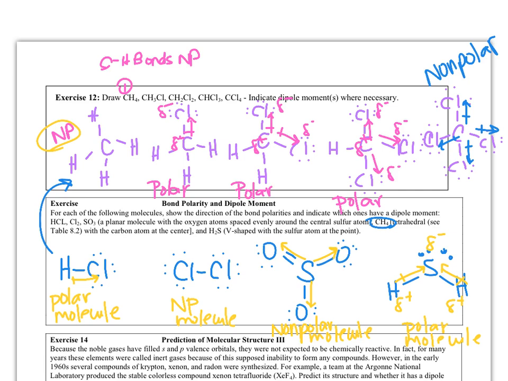Since it has those lone pairs on the center, it creates an asymmetry, and that's going to make the molecule polar because it won't cancel out.